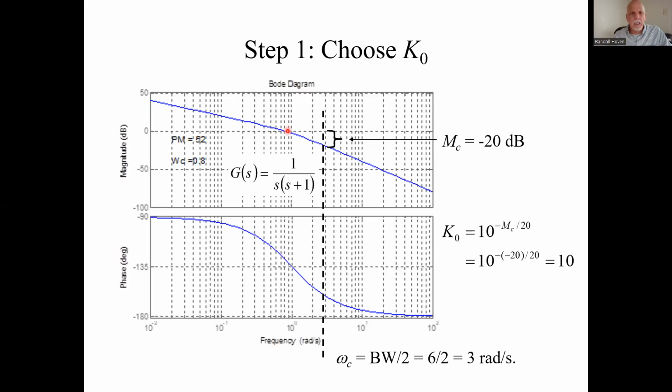Where does the gain cross that line? Right about here. What is that gap? We'll say it's about 20 dB. Whatever it is in dB, this magnitude difference at crossover in dB, here's how to get the K naught as just a number. Here's a formula for that. But 20 dB is easy, it's just 10. So we need a K naught of 10.